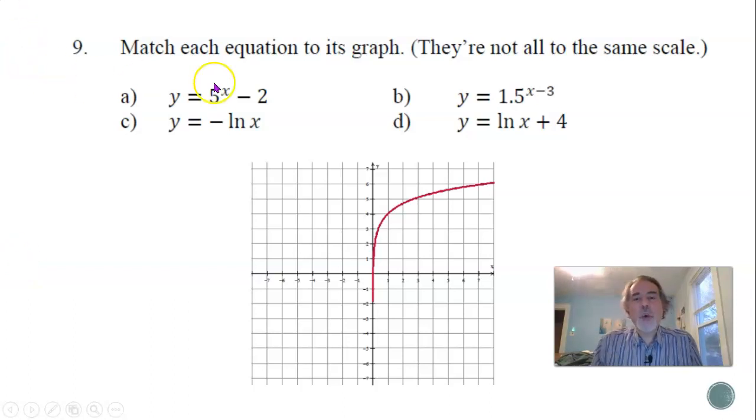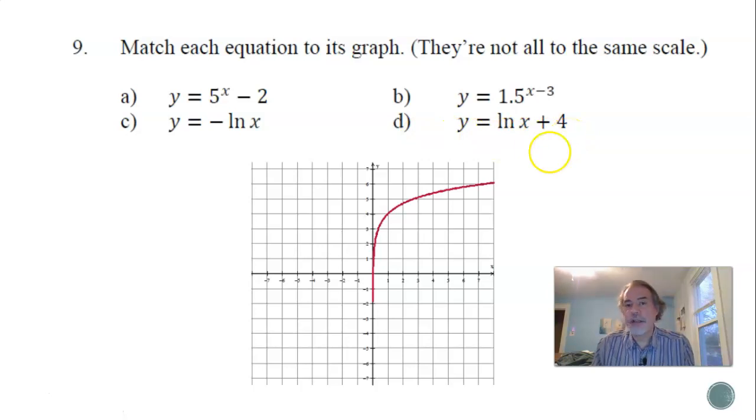Now we're matching equations to graphs. We have these 4 equations. Can you see which one goes to this graph? Well, I notice there are no points on the graph with negative x coordinates. Remember that logarithmic functions like ln of x are undefined when x is negative. You can only take the logarithm of a positive x. So this is either C or D.